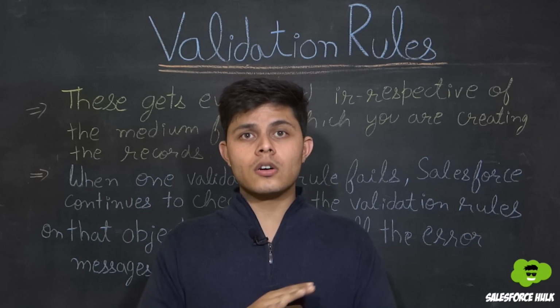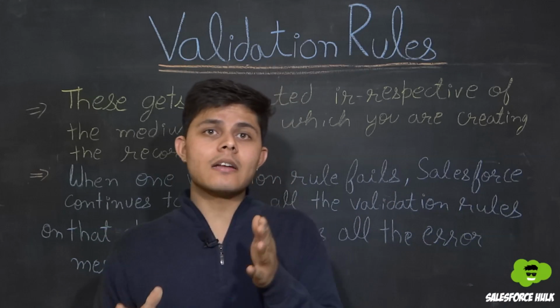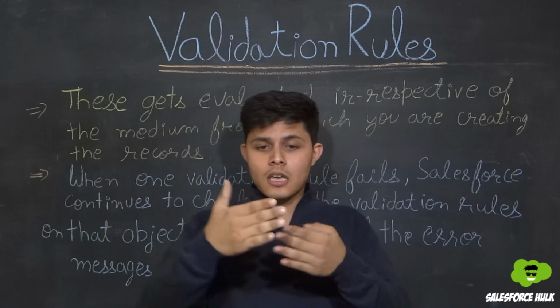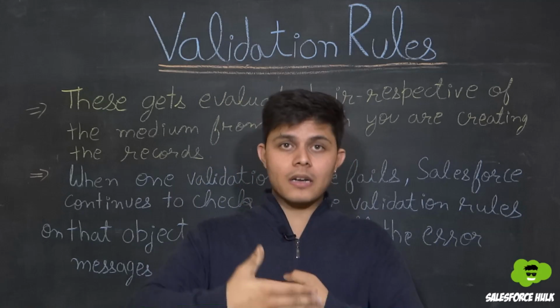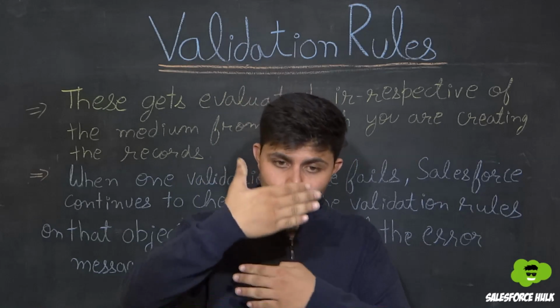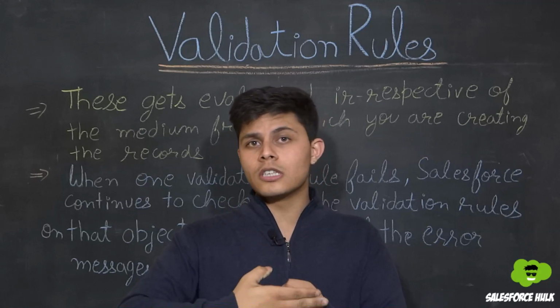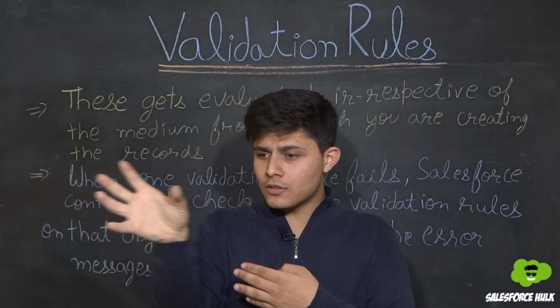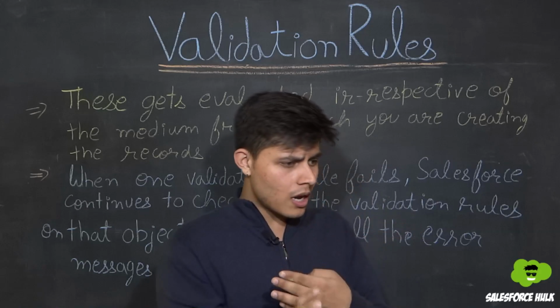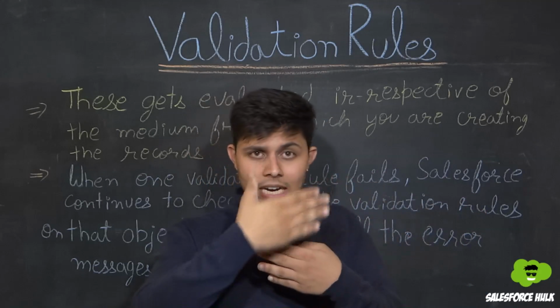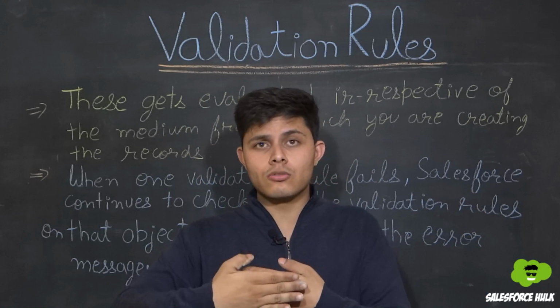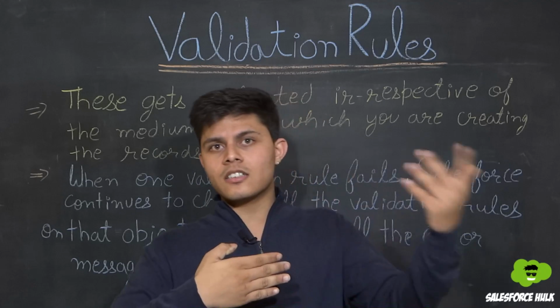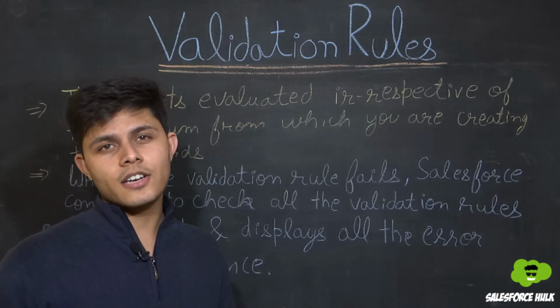Validation rules work everywhere. These are basically the layers on your database. Whichever record will go into your database, it needs to pass validation rules. It doesn't matter whether they are coming from Salesforce Classic, Salesforce Lightning, Salesforce 1 or from any other medium. It needs to pass these validation rules, and if it doesn't, then the error gets displayed on the platform from which we are creating the records.